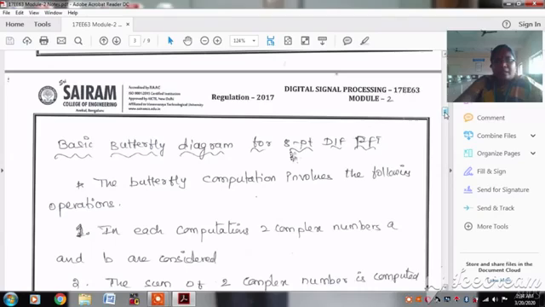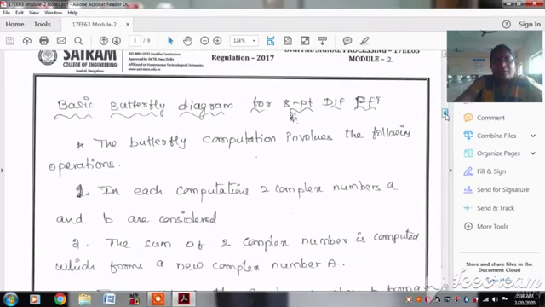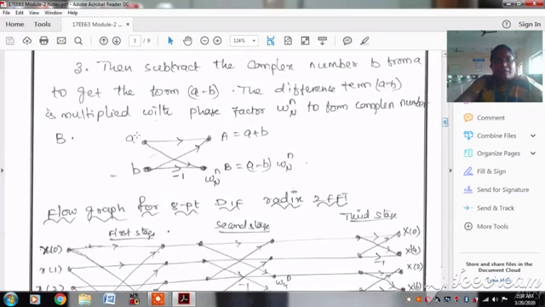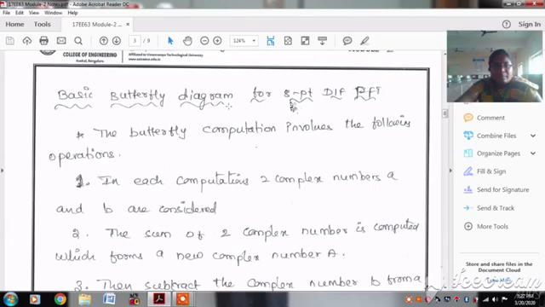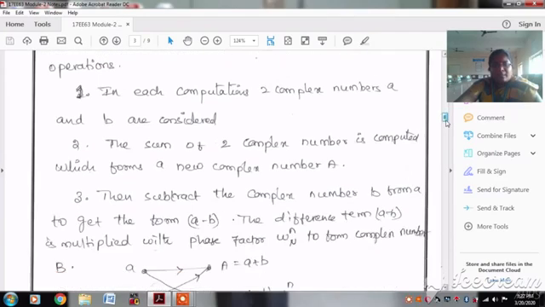Before that, we will see the basic butterfly diagram of DIF FFT algorithm. Okay, this is the basic butterfly diagram of DIF FFT algorithm. Now, in this basic butterfly diagram of the 8-point DIF FFT algorithm, how to compute these operations. The butterfly computation involves the following operations. So in basic butterfly diagram, in each computation, two complex numbers, that is A and B, are to be considered. And the sum of these two complex numbers is computed, which forms a new complex number A.